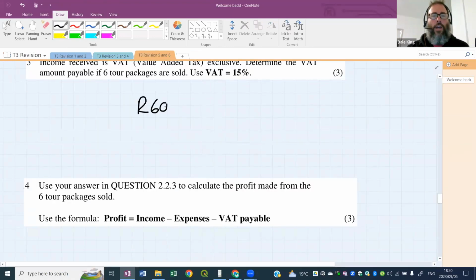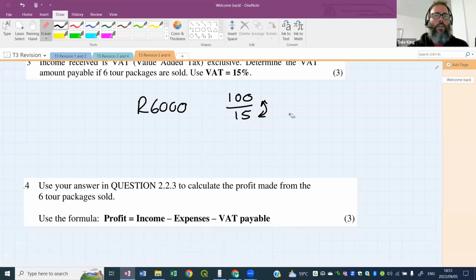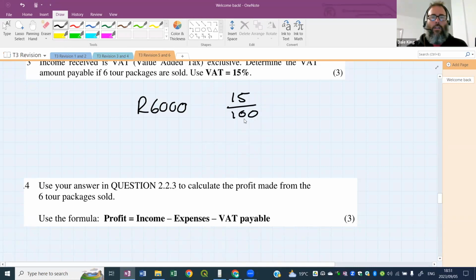And I need to know how much VAT do we pay on this? So what do you recommend I do? 100 divided by 15. For the percentage. Shouldn't it be the other way around? Shouldn't it be 15 over 100 for a percentage? Let me write it like that and you tell me if it looks better. Does that look better? Oh, yes. Yeah. All right.